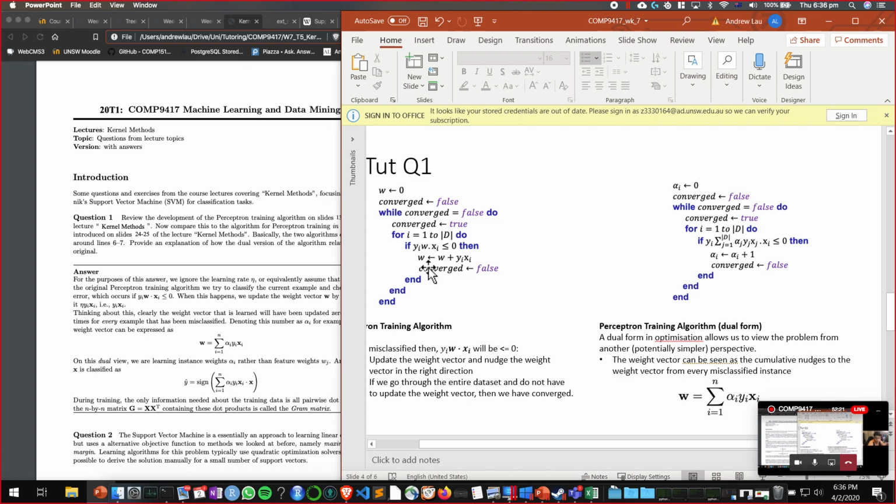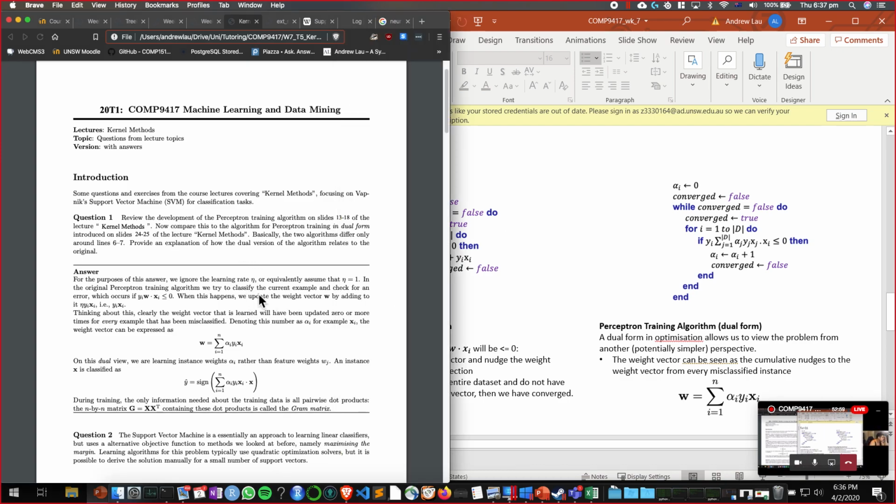Every time you make a mistake at a particular observation, let's say observation i equals 1, then we're going to nudge the weight vector with the first observation. Same thing here: you go through observation 1, you make a mistake, so I nudge alpha i, which tells me how many times I need to nudge the first observation. I increment it, I add 1. Hopefully you can see how they're related. This is basically W, except it's expressed as the cumulative nudges.